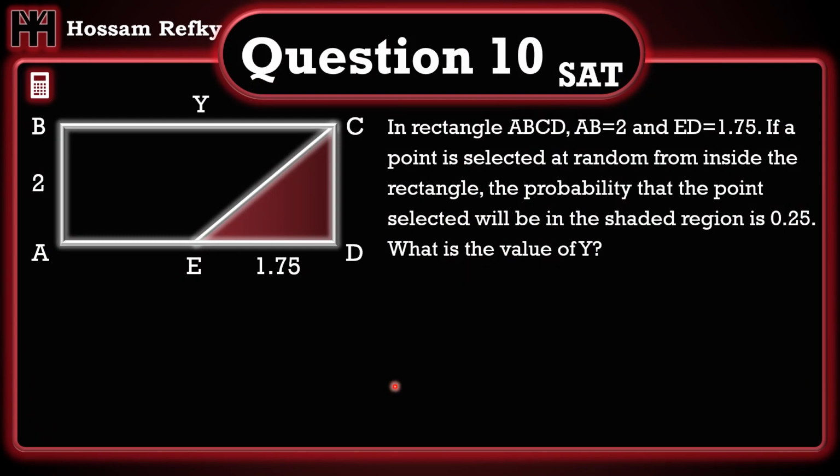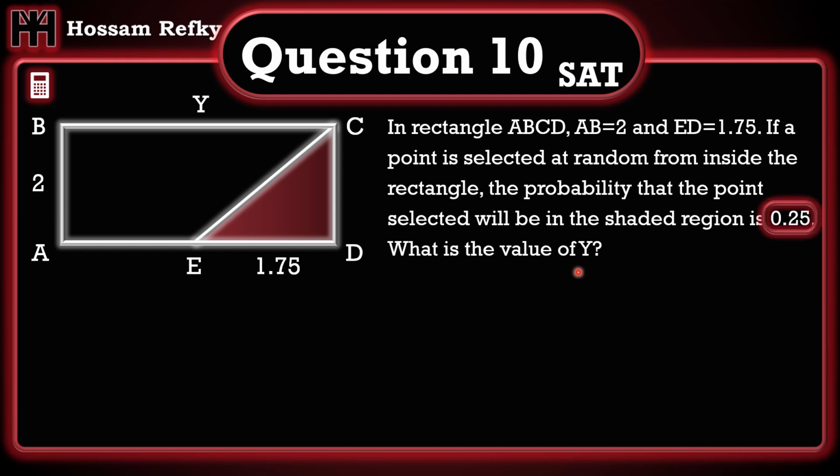Question 10. In rectangle ABCD, AB equals 2 and ED equals 1.75. If a point is selected at random from inside the rectangle, the probability that the point will be in the shaded region, this region, they mean, is 0.25. What is the value of y?